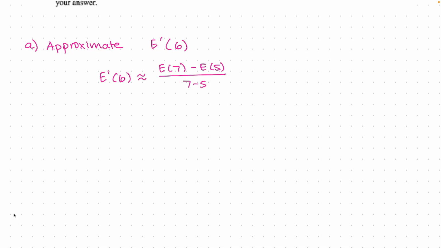And then they gave us values for that. E of 7 is 21, E of 5 is 13. So that's going to be 8 over 2, which is 4.